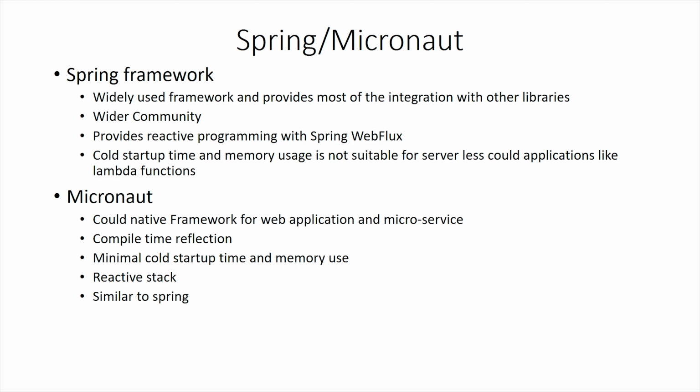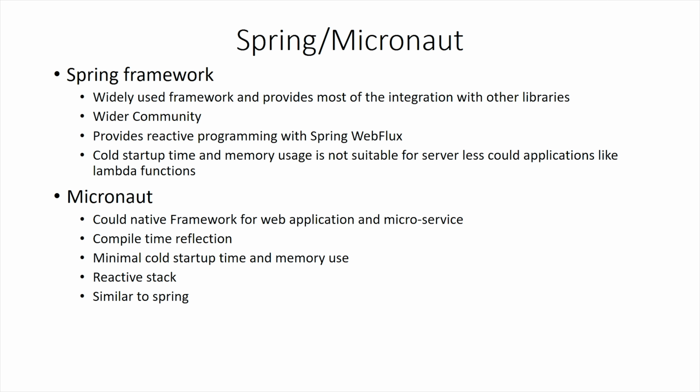Now let's see Micronaut. It's called a native framework for web applications and microservices. And we can do compile-time reflection. As a result, we have minimal cold startup time and memory use. It supports reactive programming, like Spring. We can use multiple languages like Java, Groovy, and Kotlin. And it's similar to Spring.